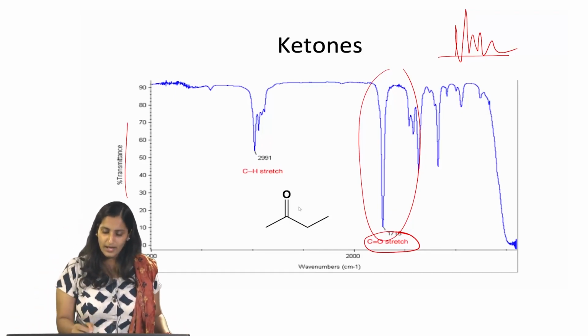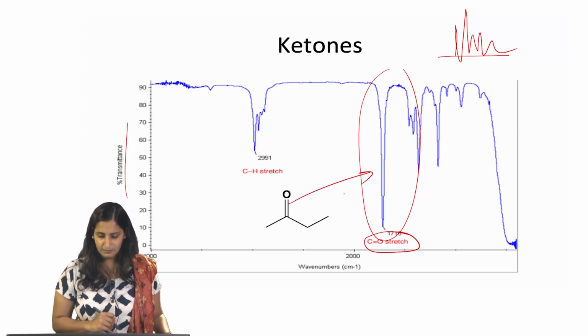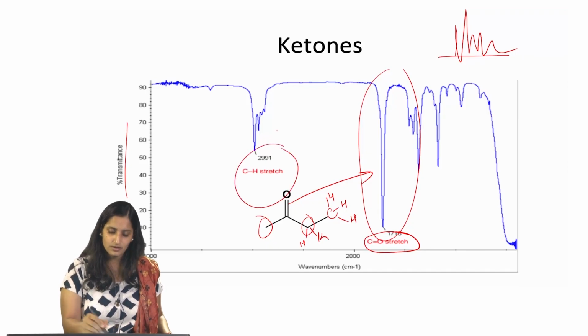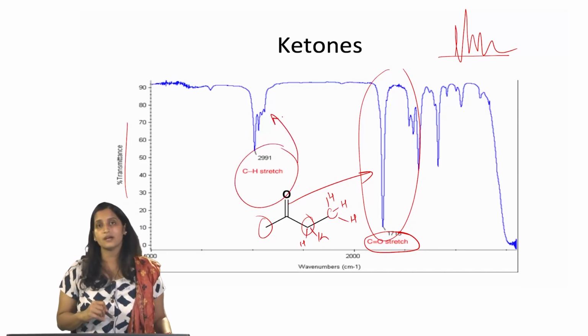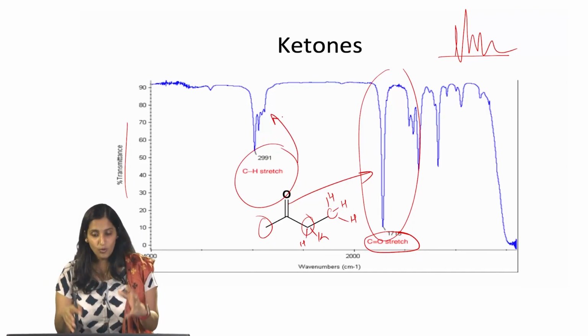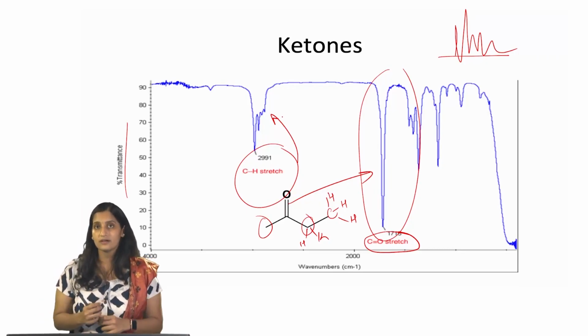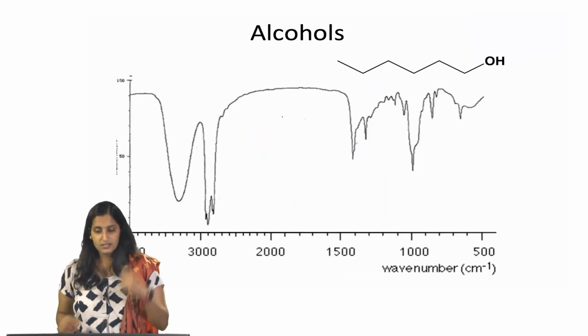What do I have? In 2-butanone, I have a C=O, so I have that peak here. I also have all of these CH peaks. So, all of these are going to result in a CH stretch around 3000. I do not have an OH, I do not have an NH, and all of that can be seen from this particular graph. Let us go to alcohol.